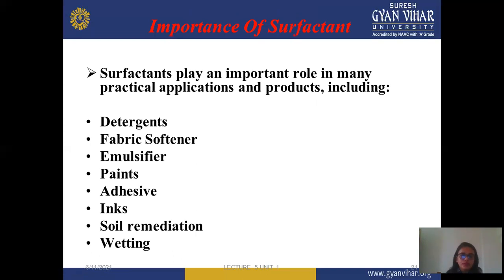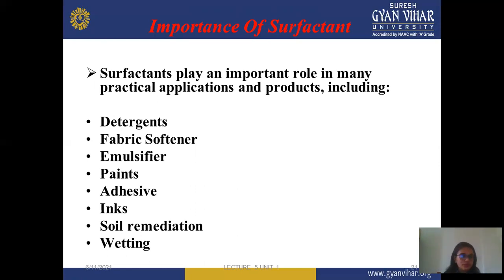Next is the importance of surfactant. Surfactants play an important role in practical application products including detergents, fabric softeners, emulsifiers, paints, additives, inks, soil remediation and wetting. These are the applications of surfactant. Surfactant is also used in different industries other than enhancing solubility. You can use surfactant for the formation of detergent and fabric softening. In some detergents you can add this surfactant for improving fabric property and softening of the fabric.